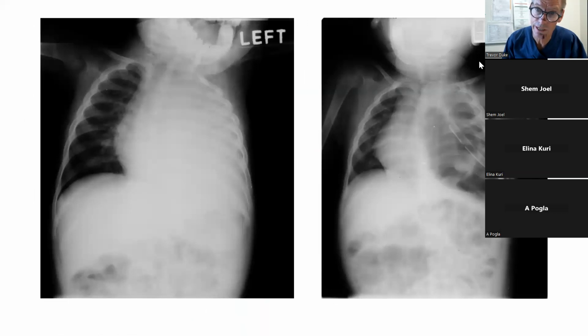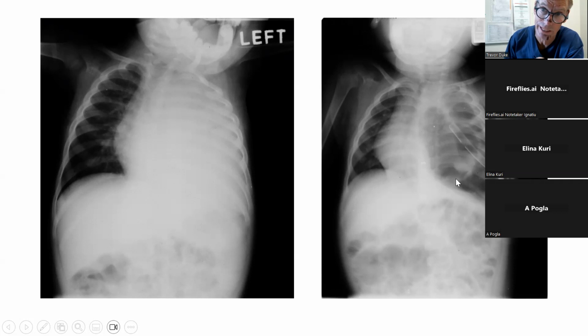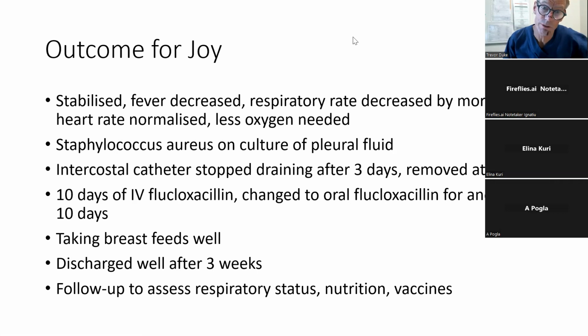This was the chest X-ray after the intercostal catheter was reinserted and the 300 mils of pus was drained. You can see that her lungs are much better aerated, and she was breathing much better after that. So she stabilized. Her respiratory rate had decreased by the morning. Her heart rate had normalized. She needed less oxygen. We found Staph aureus in her pleural fluid. She had an intercostal catheter for only 3 days. It was removed after 3 to 5 days. She needed 10 days of IV flucloxacillin and then another 10 days of oral flucloxacillin. She was then taking breast feeds well and was discharged after 3 weeks.